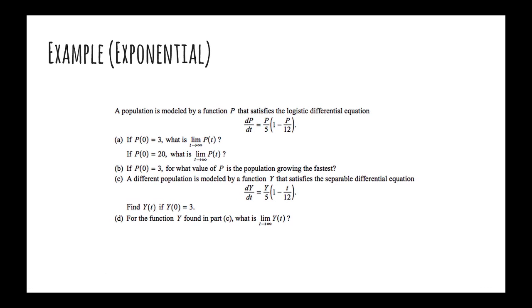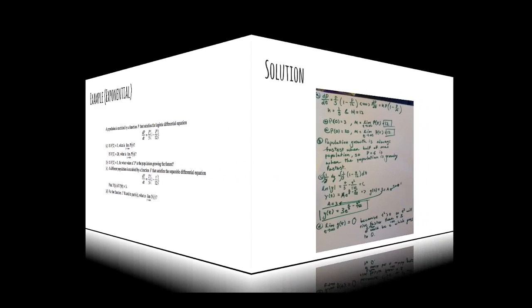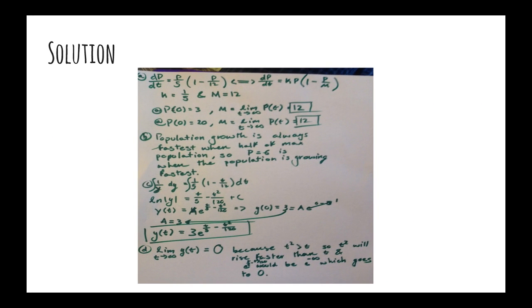Now the last question is interesting. It says, for this function, what is the limit as t goes to infinity of y of t? So what it's asking is, where will this go at t equals infinity? What's the population going to be like? Now, if we do the limit, we get 0.